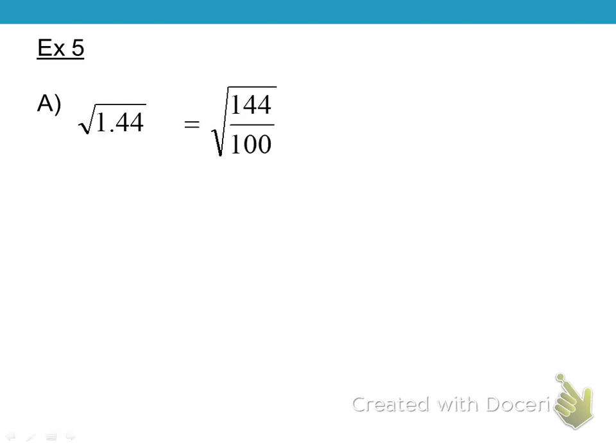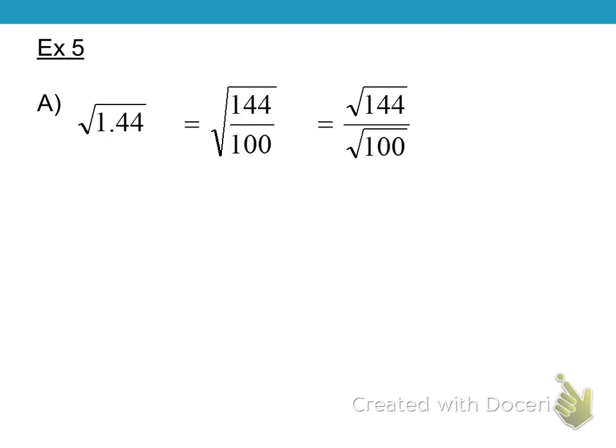1.44. All right, so I'm going to rewrite that as a fraction. So do you guys remember how to do that? It is out in the hundredths place. So we make it a fraction over 100. The memory trick I like to use is however many numbers are after the decimal, that's how many zeros you need. Okay? And then I can take the square root of the top and the square root of the bottom.